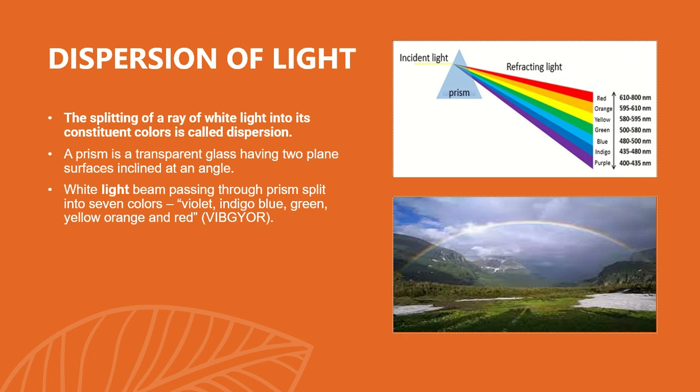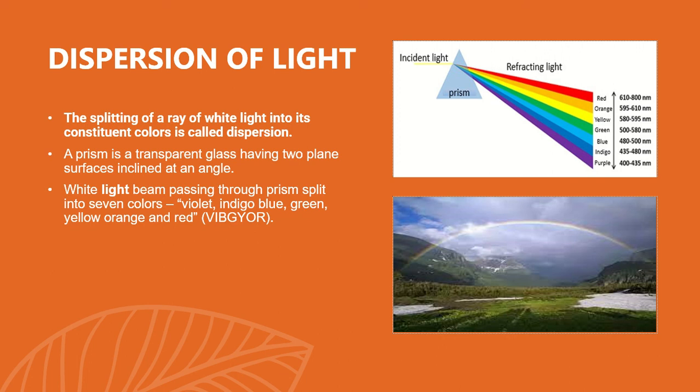As you can see in the first picture, white light is incident on the prism. This white light splits up into 7 different colors. Those are called VIBGYOR. The wavelength with respect to each color is mentioned in the picture.